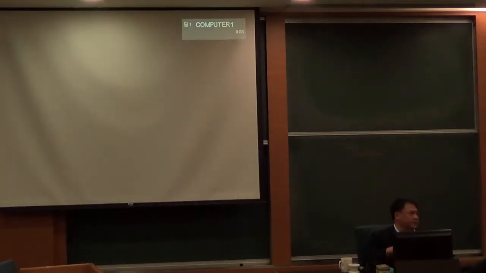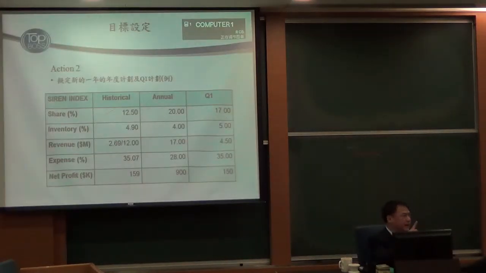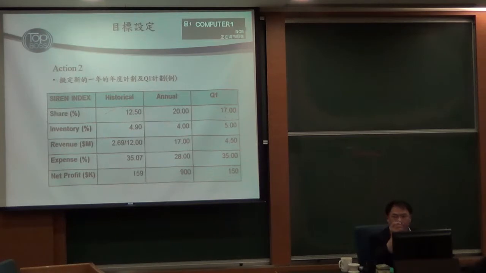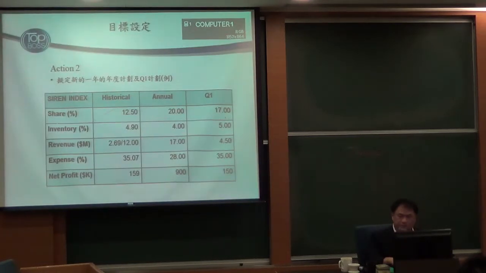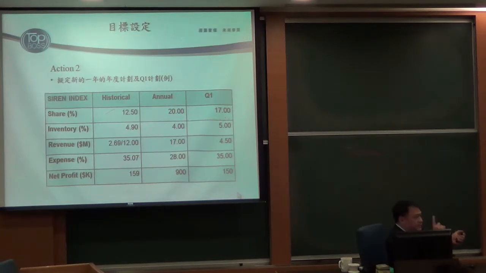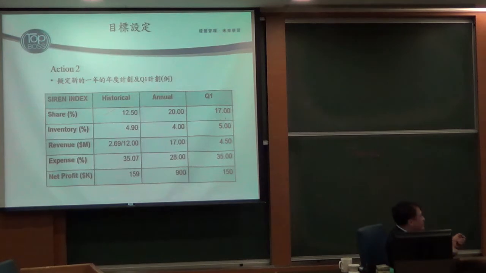Now come back to today's main topic, MBO. We call that management by objective. This is what we are doing in the game. We are using the factors called SIREN, S-I-R-E-N, which are five factors showing market share, inventory, revenue, expense, and net profit.